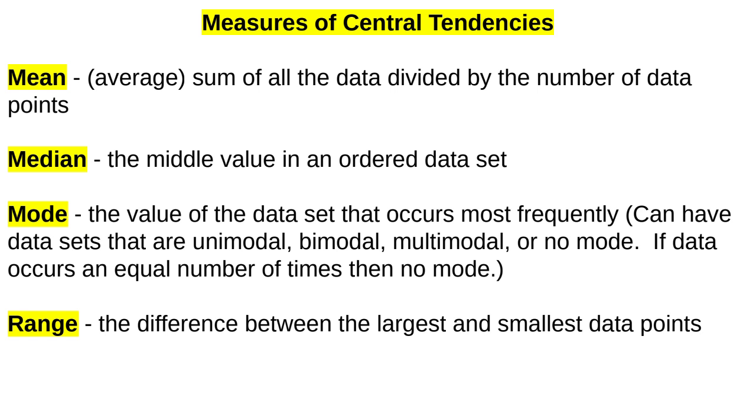The mode is the number or the data point that occurs the most often. You can have more than one mode or no mode at all. The range is the difference between the largest and the smallest data points.